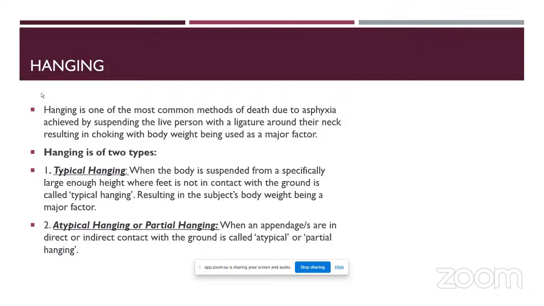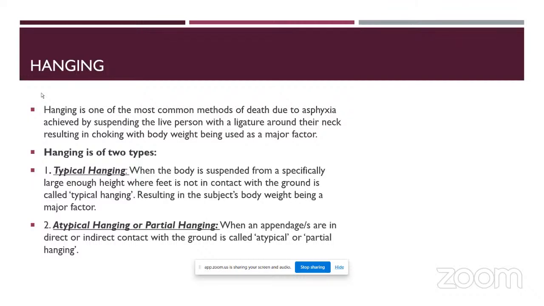Now, what is ligature? Ligature can be anything. It is any material which constrains the body and ultimately chokes the respiratory system, causing death. It can be a rope, a dupatta, a sari, a dhoti, a sheet, or a handkerchief, or even any kind of body part.